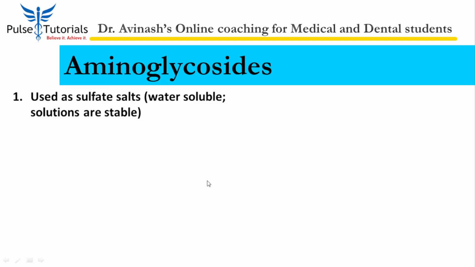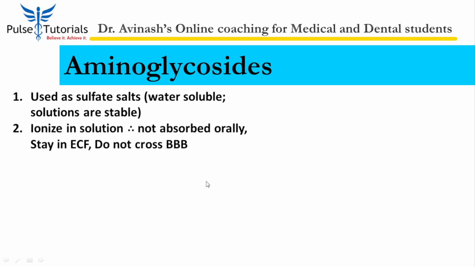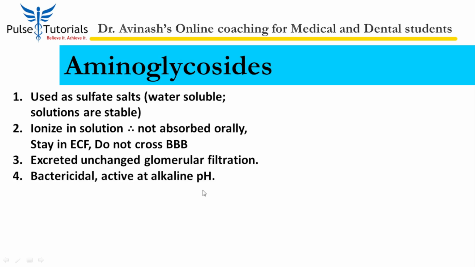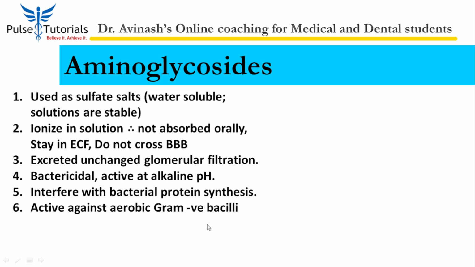Well, aminoglycosides have some common properties. They are all water soluble, their solutions are stable and used as sulfate salts. They ionize very easily in solution, so they cannot get absorbed orally. They stay exclusively in the extracellular fluid, they do not cross the blood-brain barrier, and they have to be given by injection. They are excreted unchanged by glomerular filtration. They are all bactericidal and they act at alkaline pH. They interfere with bacterial protein synthesis. They are more active against aerobic gram-negative bacilli. And if there is resistance to one aminoglycoside, chances are there is resistance to all other aminoglycosides also.